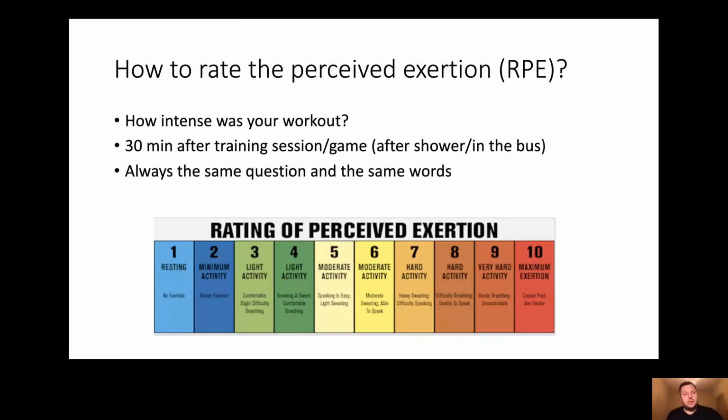Yes. Usually the best way to ask that question is 30 minutes after the training session or game. It can be after the shower or on the bus. So you should not be monitoring the intensity of the workout directly after the workout, because directly after the training, your central nervous system is sensitized, and that means this is not the true situation which our brain can analyze. And another tip, always ask the same question and use the same words. So it's a very simple way to know what the intensity was for the player, the rate of perceived exertion. Yes.